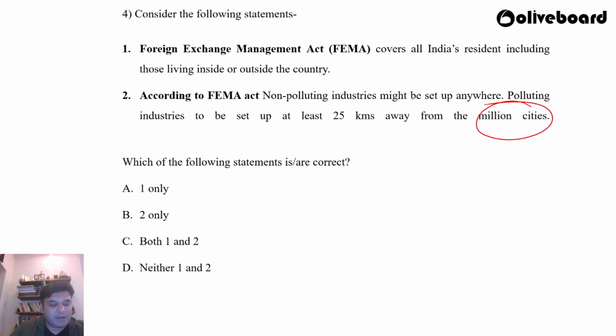So Ishita and Nilesh feel the answer is C. Both 1 and 2 are correct. Ranjita feels the answer is B. Only 2 is correct. And Manjot feels the answer is A. Only 1 is correct. Okay, so waiting for more responses to filter in before I reveal the correct answer to you in about the next 5 seconds here.